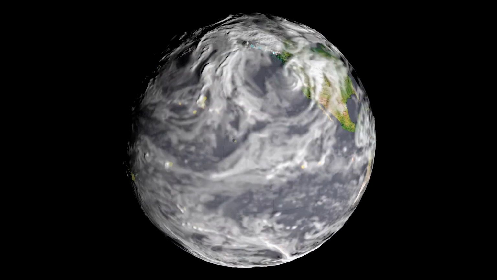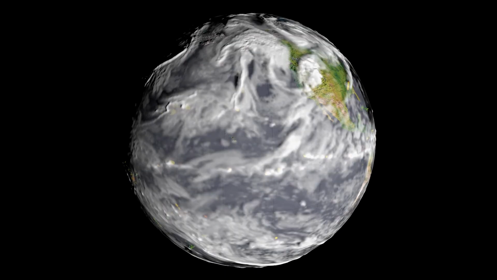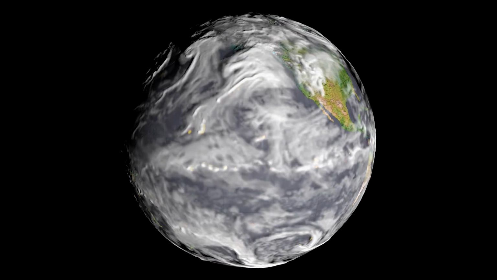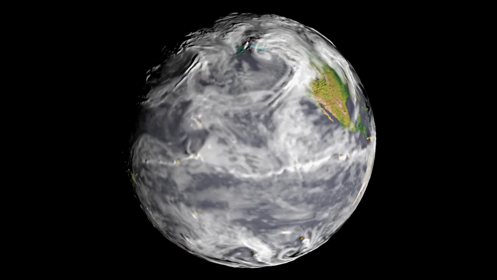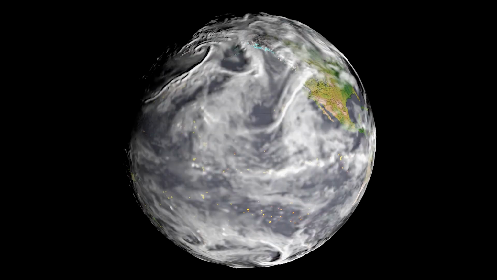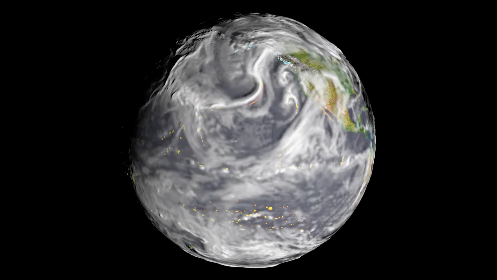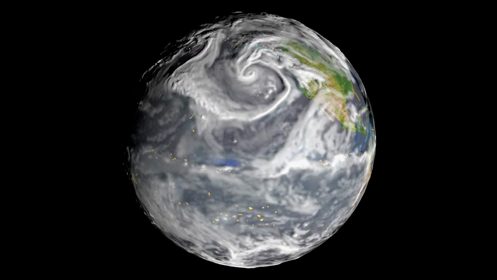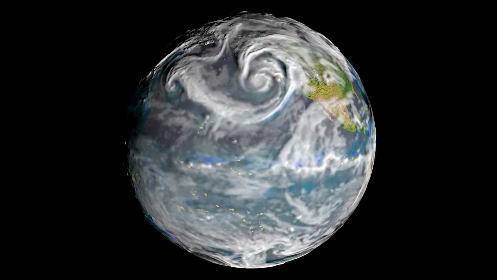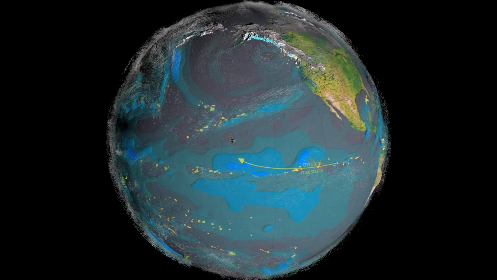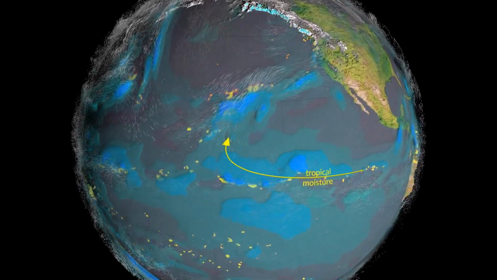Within the mid-latitudes, winds move clouds from west to east. Within the tropics, easterly trade winds converge along the equator to create a moisture-rich cluster of clouds, convection, and precipitation called the intertropical convergence zone, or ITCZ. Disturbances in its flow transport immense amounts of moisture and energy from the tropics to the poles.